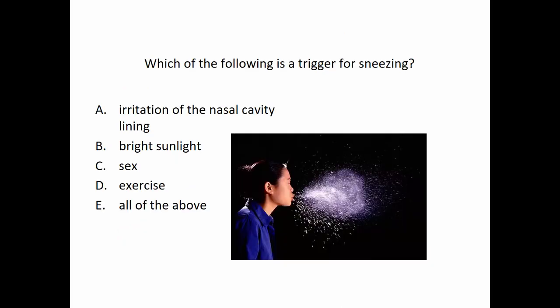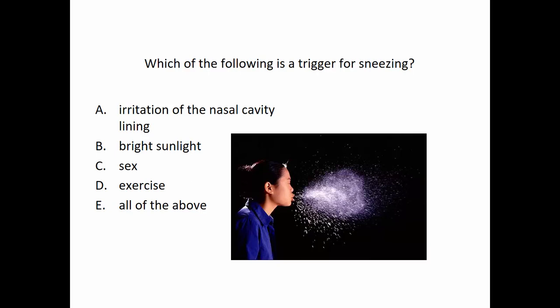A couple of slides of fun facts for you. So first one, which of the following is a trigger for sneezing? Irritation of the nasal cavity lining, bright sunlight, sex, exercise, or all of the above? And the answer is all of the above.